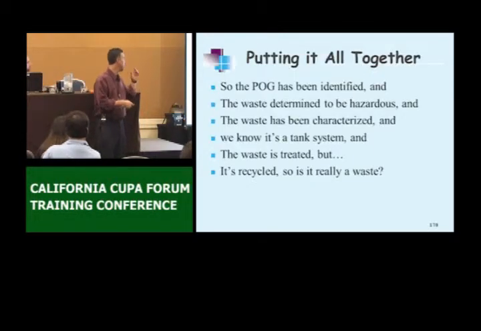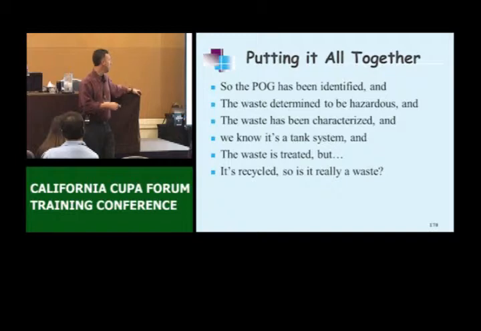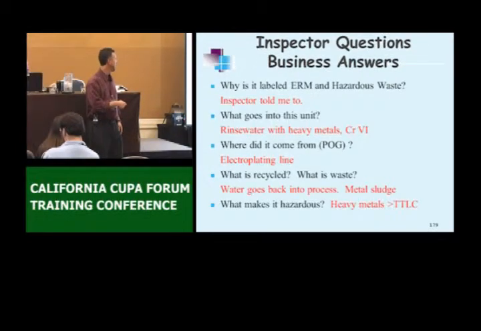So we're going to assume the point of generation's identified, the waste is hazardous, it's been characterized, you can tell it's a tank system, it's not just a bunch of containers, and you know the waste is treated, but it's recycled, so where does that fit in here? We're going to power through real quick, but this is just some of the questions I asked when I was out there. Why is it labeled ERM and hazardous waste?